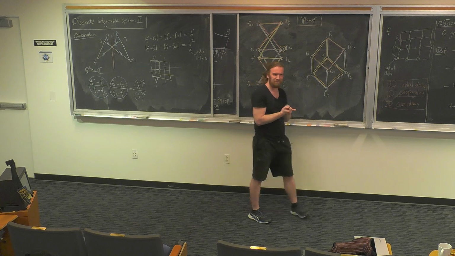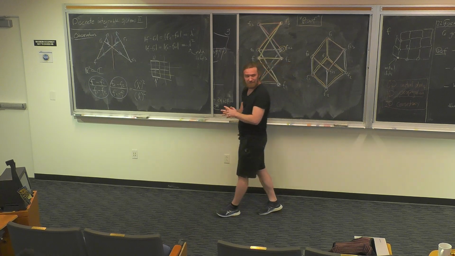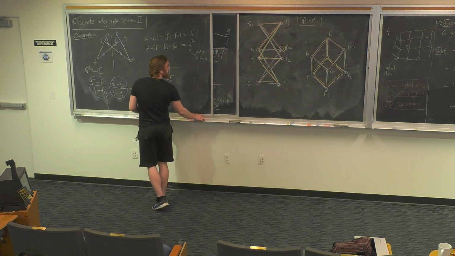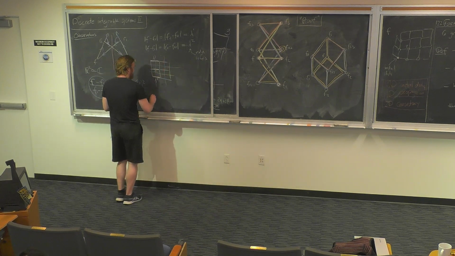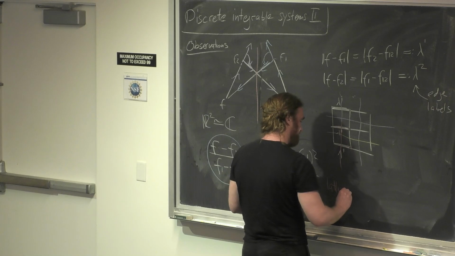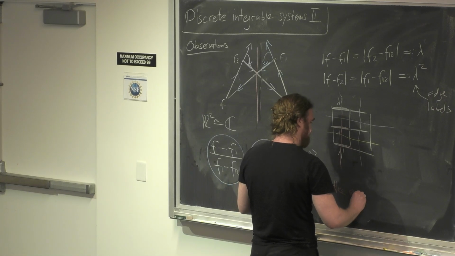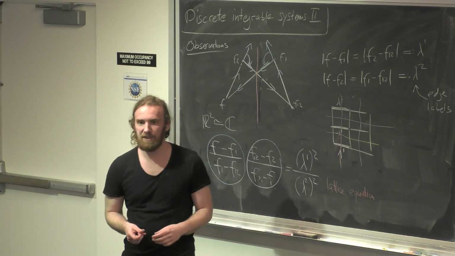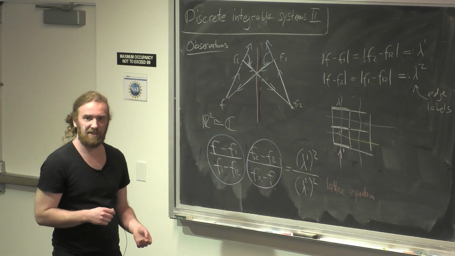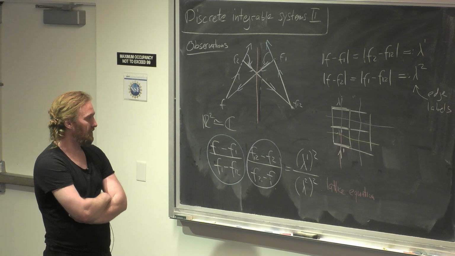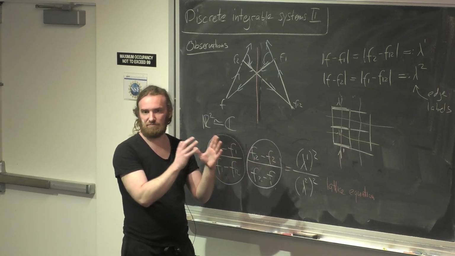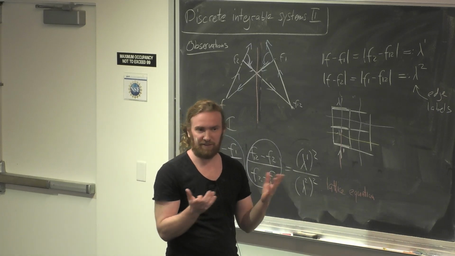Questions? Okay, and this is called a lattice equation. The lattice in this case is Z2, or in higher dimension Zn. And it's called a lattice equation because we impose this equation on every unit square, on every face of the graph.